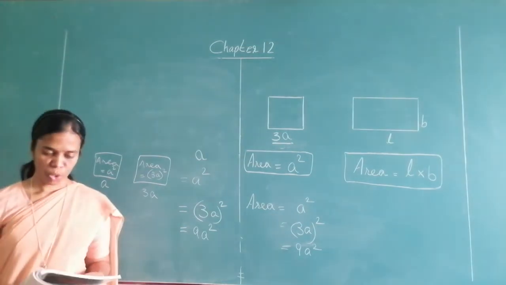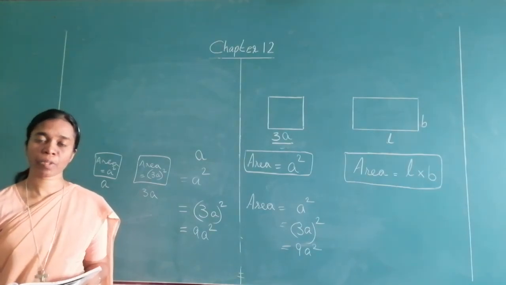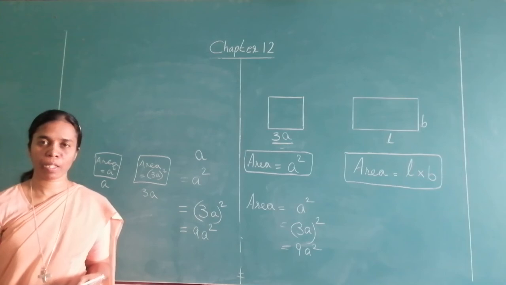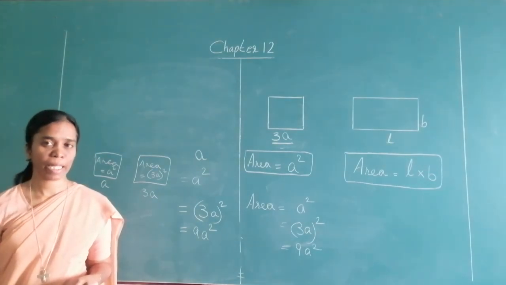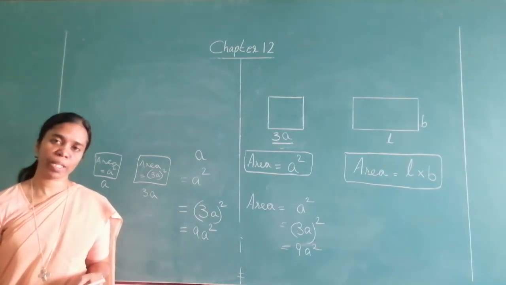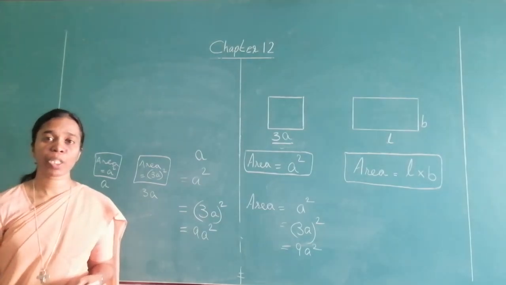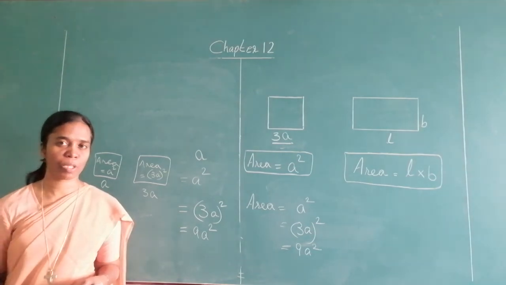Okay. So today we have learned the area, in particular area of a square and rectangle. What is the formula for area of a square? A square. Area of a rectangle, L into B. Unit is always in square unit. Okay.